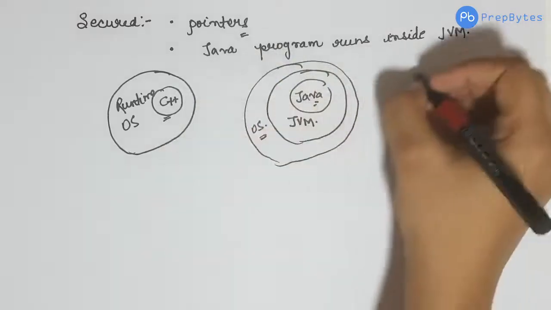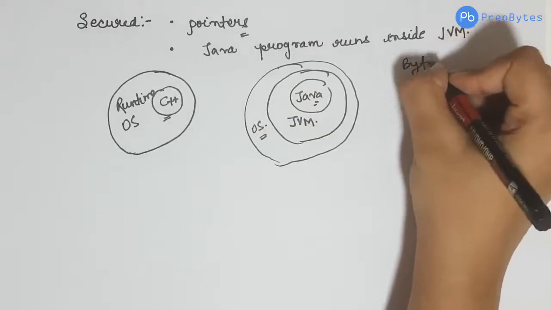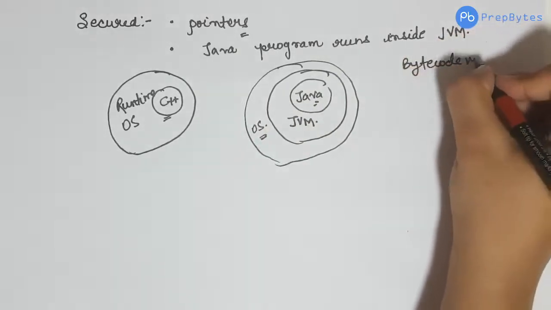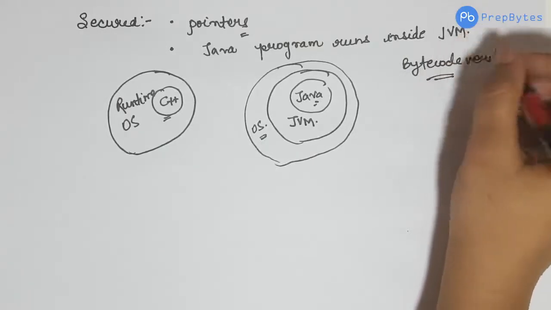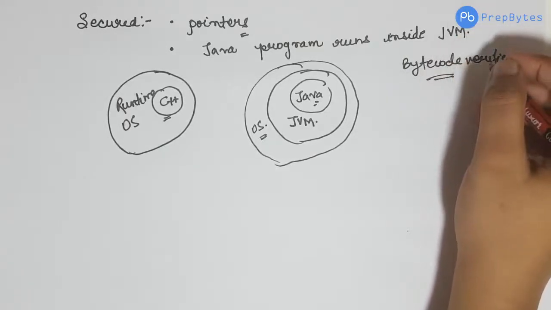Also, Java has a bytecode verifier. So before bytecode is run in a system, the bytecode verifier checks whether there is any illegal code that has to be removed or that is not supposed to be executed.